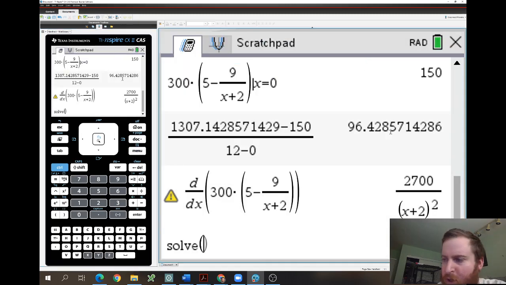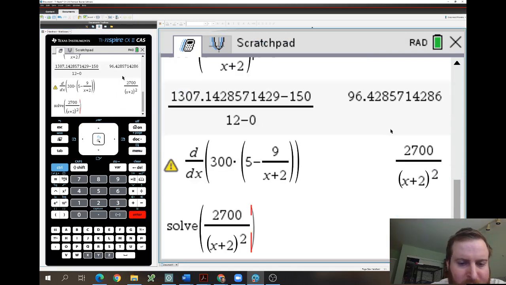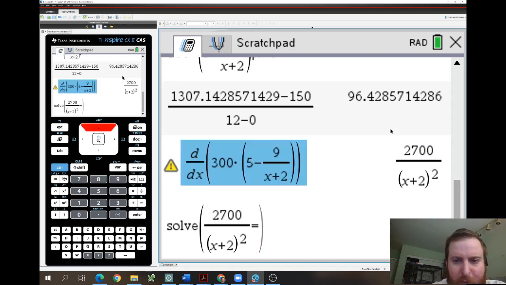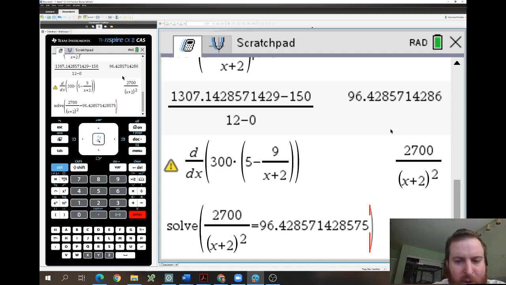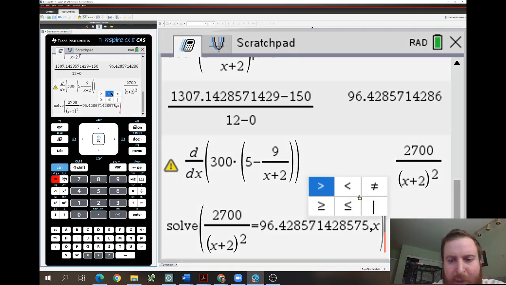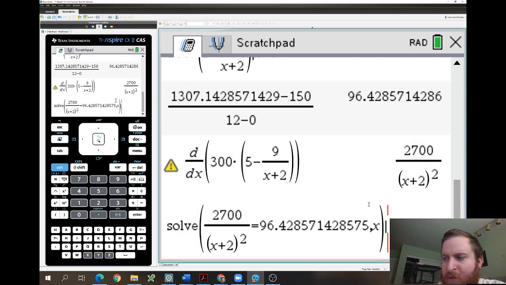And then we're going to take the 2700 over x plus 2. You could change the x to a c if you want to. I'm not going to. And we're going to equal it to, and again, you could retype it, but if I know it's right there, if I just go up and I hit enter, it'll bring it right down. Now, normally we had done equals to 0, but this one we're equaling it to 96.4. And then we're going to do comma x. If I had changed it to a c, we'll do comma c. Now, I can hit enter here, and you'll get some answers. But if we have an interval, I always like to add at the end, after the parentheses, my interval, just to make sure it's only giving me values from 0 less than x less than 12.